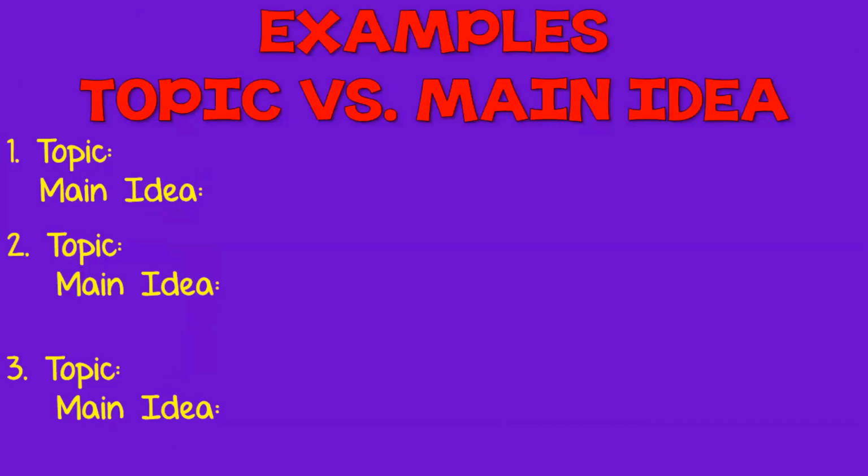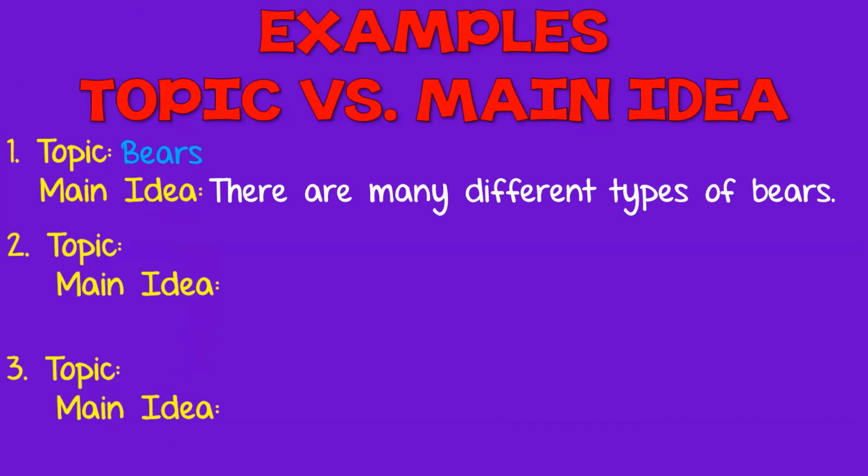Let's look at some examples of topic versus main idea. So, well, we just had the same example. So topic could be bears. You could be reading an article about bears, but your main idea is there are many different types of bears. So this main idea here is, what is the point of the article? Well, maybe the article was all about different types of bears. So therefore, the point is there are many different types of bears. The topic of the book or the article would be bears. Let's look at the next one.